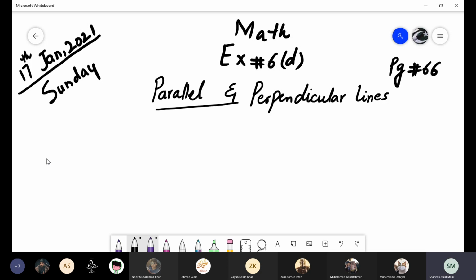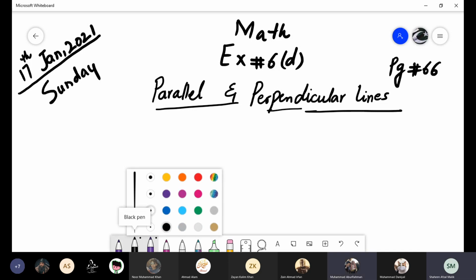These parallel and perpendicular lines we have done in grade 6. Do you remember anything? What are the parallel lines and what are the perpendicular lines? Yes, ma'am, parallel lines are which never meet each other, and perpendicular lines are which cross over each other at the right angle. Very good. Well done.